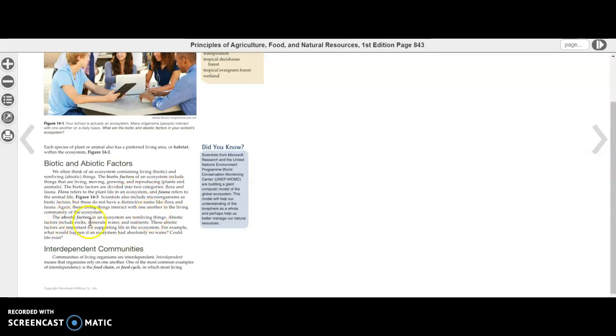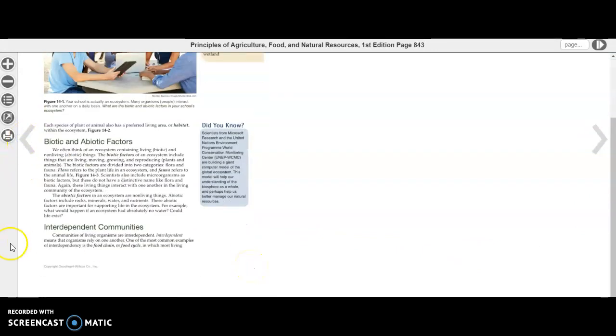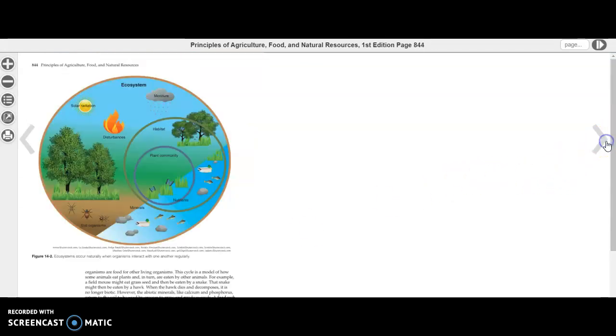Abiotic factors, remember, are the non-living parts of the ecosystem: rocks, minerals, water, nutrients, all those things that are not living but are still important for supporting life in the ecosystem. One more thing, remember we talked about food chains and food webs. All these organisms play a role with each other. Some organisms feed off of other organisms, and that's where you have your different food chains and food webs that we talked about before.